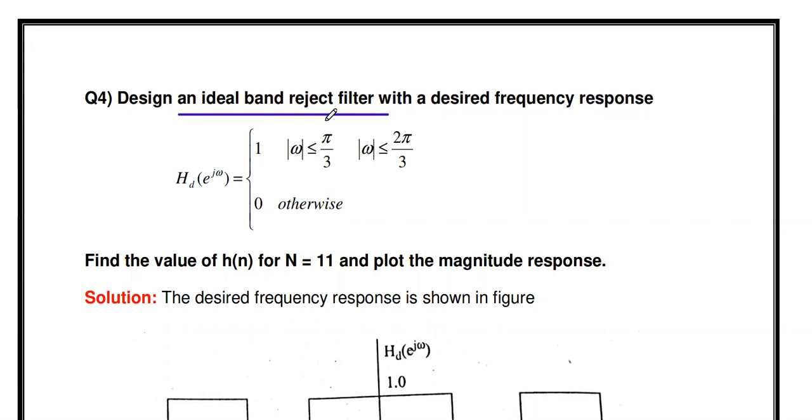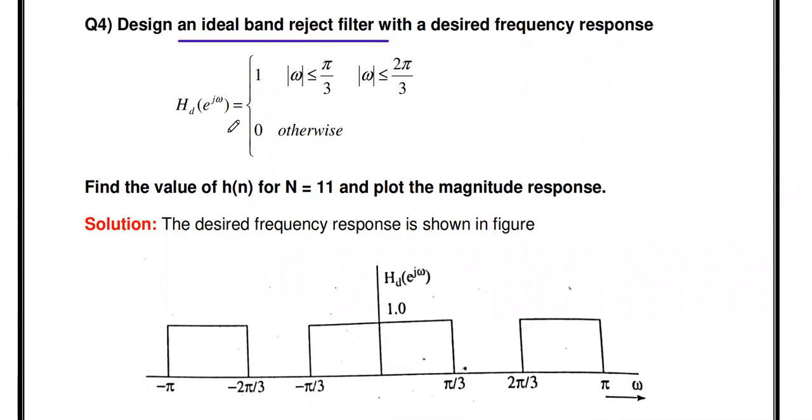A band reject filter rejects some band of frequencies and allows the remaining frequencies. You see the specification here: HD of e power j omega equals 1 for modulus of omega less than or equal to pi by 3 and modulus of omega less than or equal to 2 pi by 3, and 0 otherwise. For this specification, we have to design an ideal band reject filter. Find the value of h of n for capital N equal to 11 and plot the magnitude response.